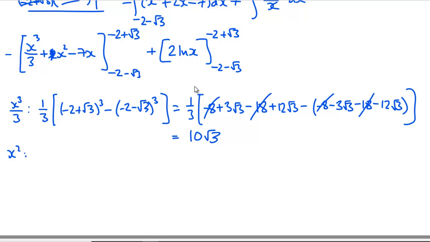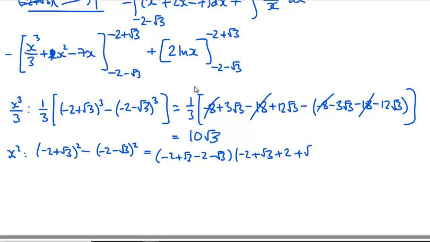Okay, the x squared one. So we're now going to get minus 2 plus root 3 squared minus minus 2 minus root 3 squared. I suppose I could do difference of two squares on this. So we'd have minus 2 plus root 3 minus minus 2 minus root 3, multiplied by minus 2 plus root 3 plus minus 2 minus root 3. So they're going away. So we got minus 4 times 2 root 3. So that's minus 8 root 3.